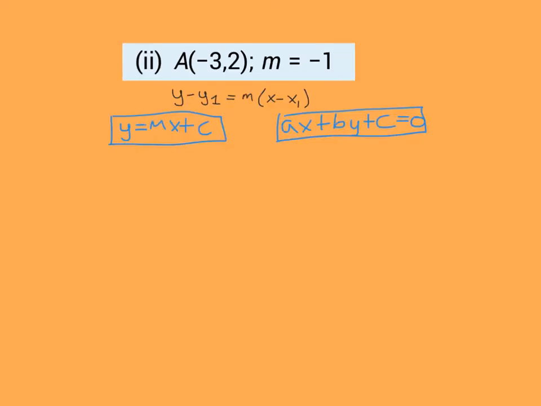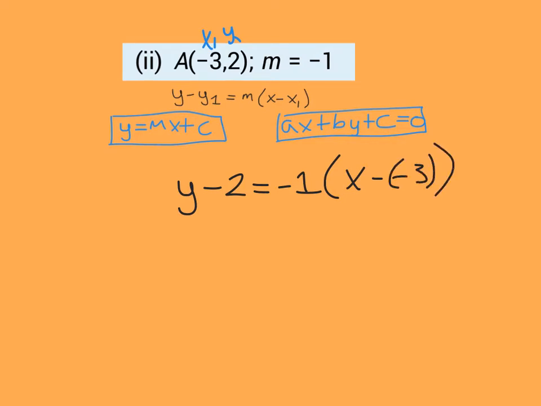Okay, so the first thing we start off by doing is labeling our points. So we're going to label them x1 and y1, and we have our slope there. So let's go ahead and substitute in. So we have y minus y1, which is 2, equals m, which is going to be minus 1 in this case, and then I have x minus 3, and that's going to matter because minus by minus gives me a plus. So y minus 2, I'm just going to write it all out again, equals minus 1 times x plus 3.